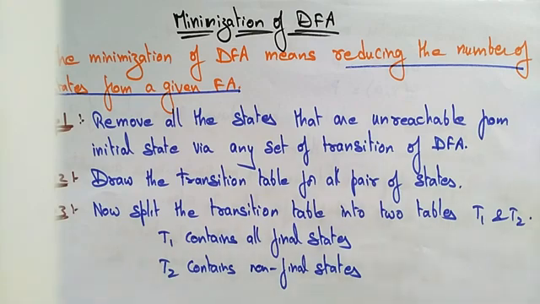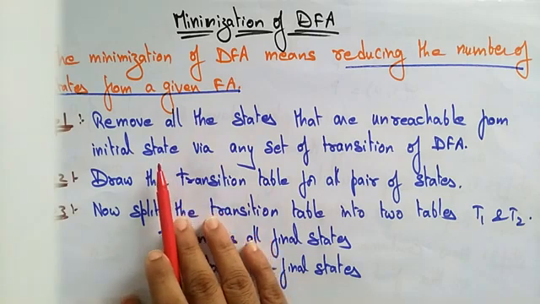Okay, so now let's see the steps that have to be followed for minimizing the DFA. In this video, I will just give the algorithm, that is the basic steps you need to follow for minimization, and in the next video I'll explain with an example. So let me try to explain the algorithm: minimization of deterministic finite automata.